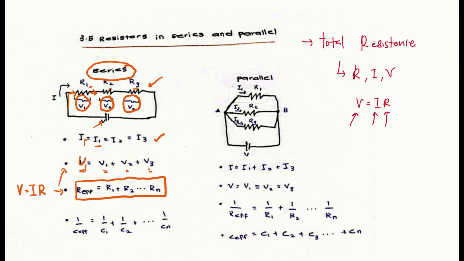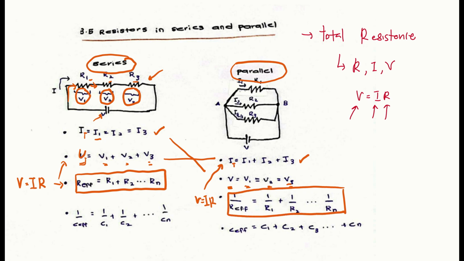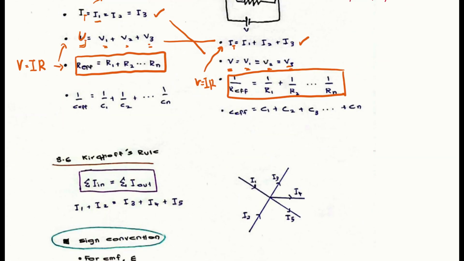For parallel arrangement, it is the other way around. The currents will add up together to get the total current, but the voltage is the same for all resistors in parallel. So again, using V equal to IR, we derive from this current equation. Then you will have the term for effective resistance for parallel arrangement.